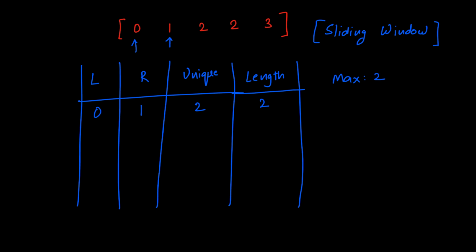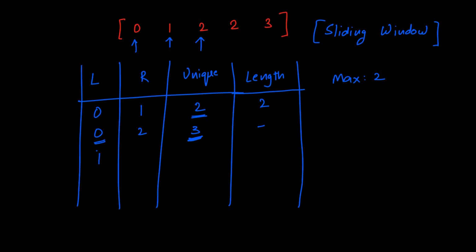As the basket criteria is still valid, let's increment the right pointer to expand the window. The next value is 2. Now I have 3 unique fruits available, which breaks the criteria. With this combination, we cannot proceed further, so we need to increment our left pointer until the basket is valid.